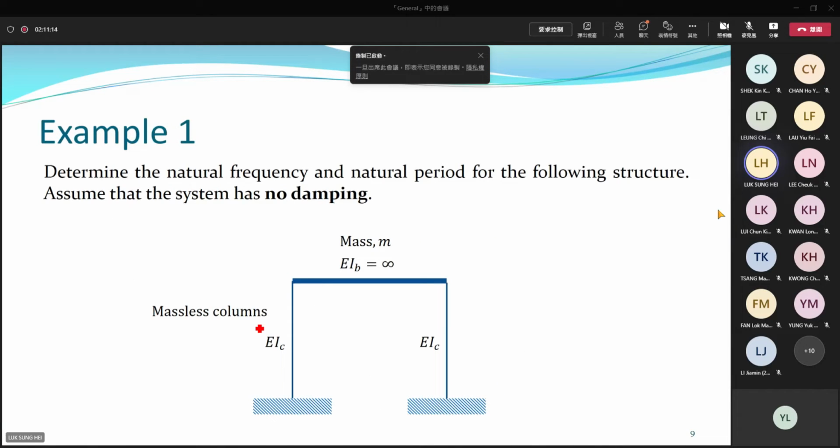Okay, one very simple example. Suppose we have a single degree of freedom system, a firm structure.